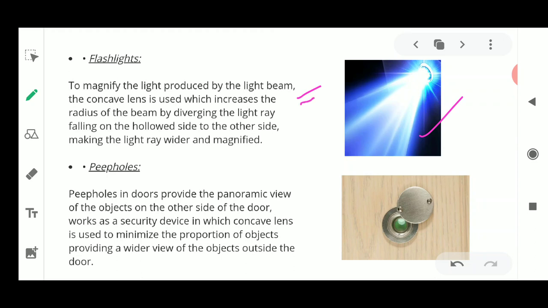So this radius is going to increase because of the diverging lens, because of which the light is going to diverge in all the directions from where it is coming, to make the light ray wider and magnified.